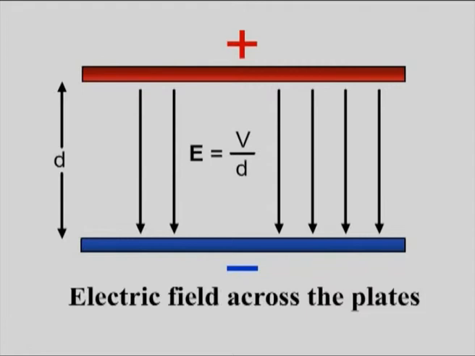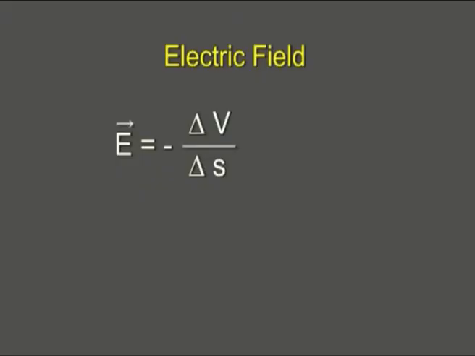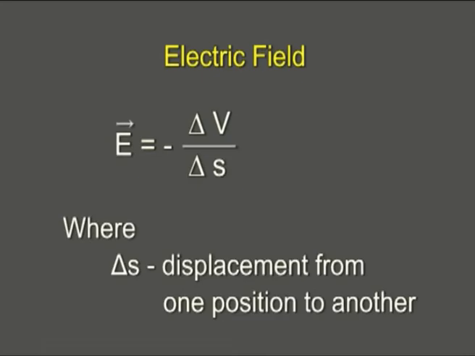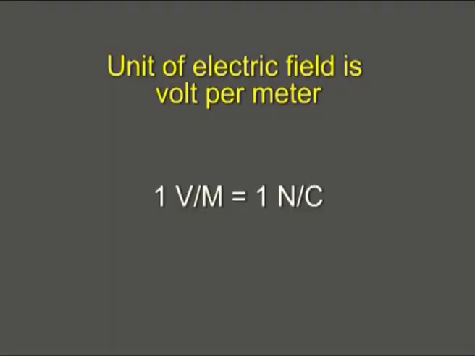The electric field can be determined from the rate at which the electric potential changes with position. So, E equals minus delta V by delta S. Here delta S is the displacement from one position to another. The negative sign indicates that the electric field points in the direction of decreasing electric potential. Here we get an alternative unit for the electric field as volt per meter, so that 1 volt per meter is equal to 1 newton per coulomb.